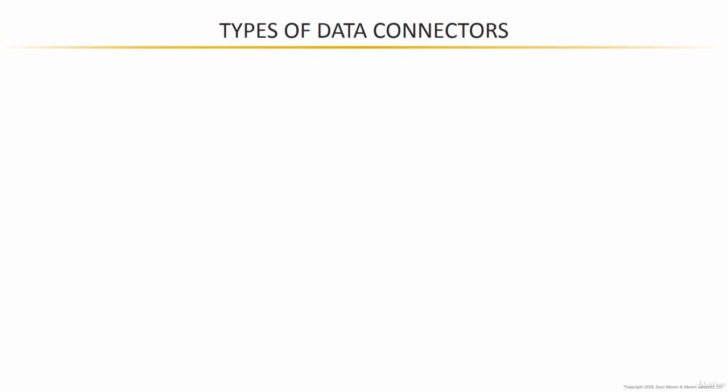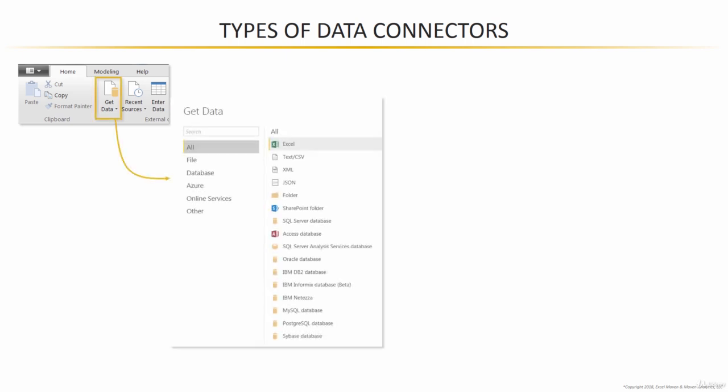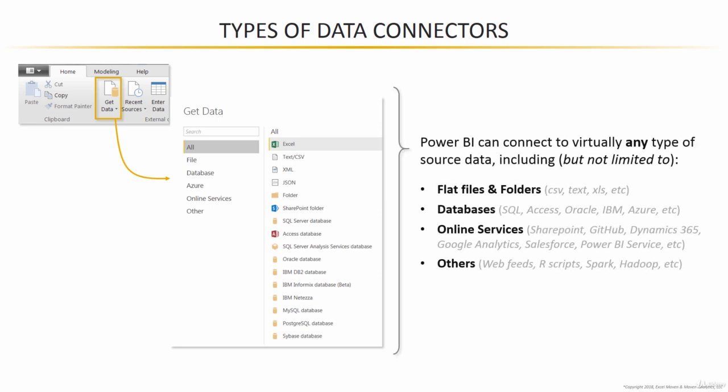Let's kick things off and talk about data connectors, because Power BI has a really robust connector library that allows you to access data from virtually anywhere. So when you open up Power BI Desktop, you can click on this Get Data button in the Home tab to access the Get Data dialog box. And this is where you'll see all of the sources available to you. And bottom line, there's a lot.